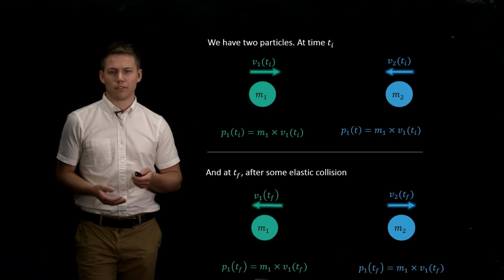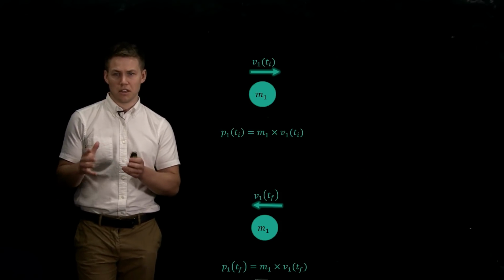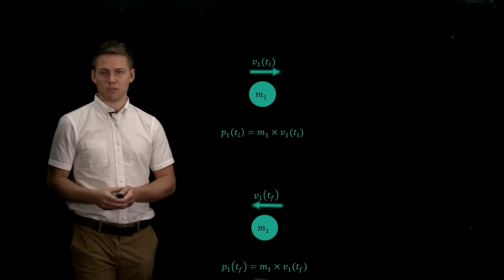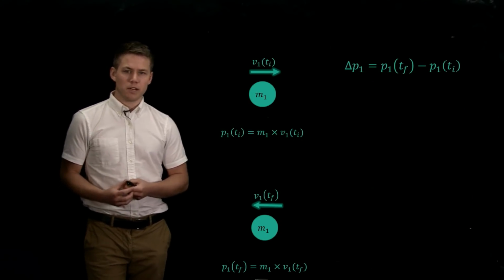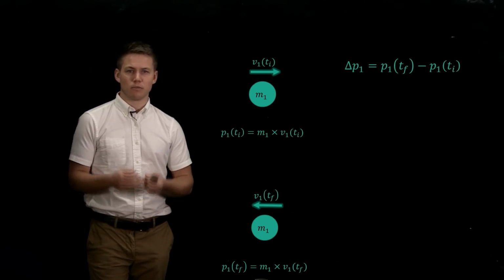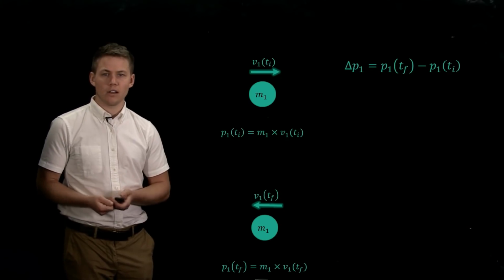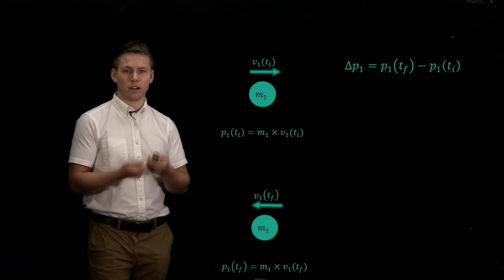Well, let's just consider one of the particles for a moment. Okay, we'll consider this the m1 particle, and so this is just the same sort of system we had before. What can we write down for this? Well, we can write down the change in momentum from before and after the collision. So this is the delta P1, which is equal to the P1 at t final minus P1 at ti.